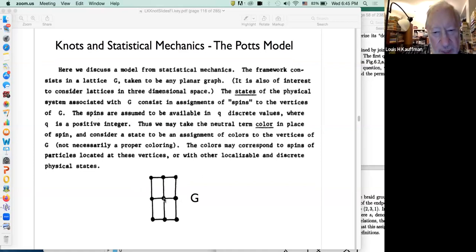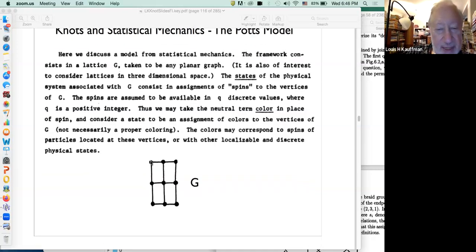And for every point in the graph, for every node in the graph, there are states that are possible, spins. In the Q-state Potts model, there are Q possible spins that are available at a given point. And then a state is an assignment of spins to the nodes in the graph. And every state has an energy.